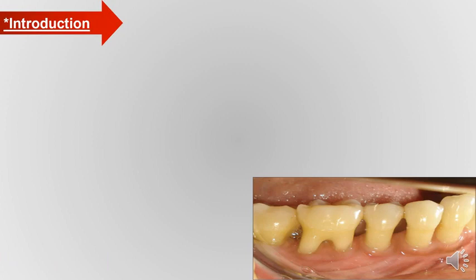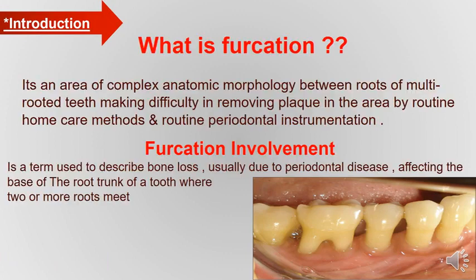Starting with a simple definition of the furcation. What is the furcation? It is the area of complex anatomic morphology located between the roots of multi-root teeth, molars or premolars, making it difficult to remove plaque in those areas, either with home care or with professional instrumentation.